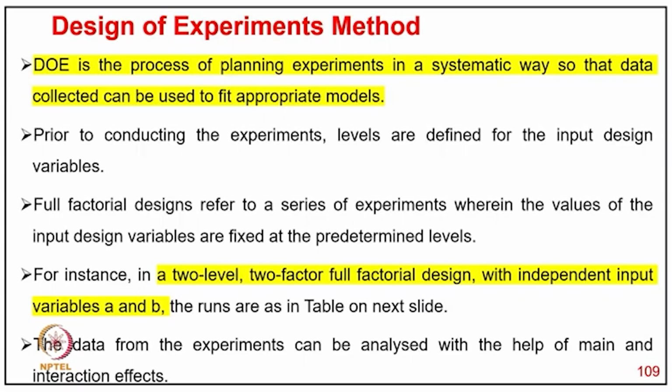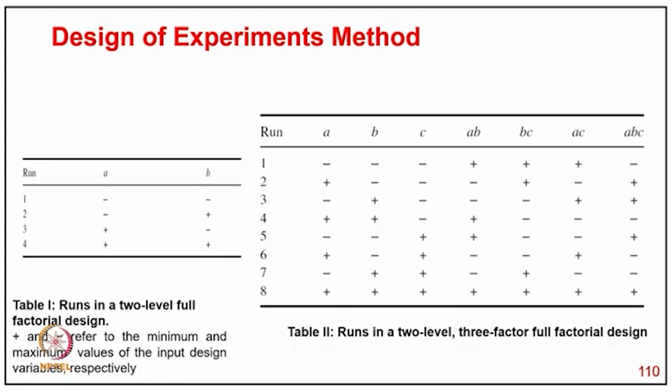The data from the experiment can be analyzed with the help of main and interaction effects. You can see here the runs with A, B, and then the runs 1 to 8. Table 1 shows the runs in the 2-level full factorial design. Plus and minus refer to the minimum and maximum values of the input design variables. So, you get 4 combinations with the 2 variables. The run in a 2-level 3-factor full factorial design comes with 8 combinations with the 3 variables A, B, C, giving the combinations A, B, C, AB, BC, AC and ABC. So, you virtually get 8 combinations from this.